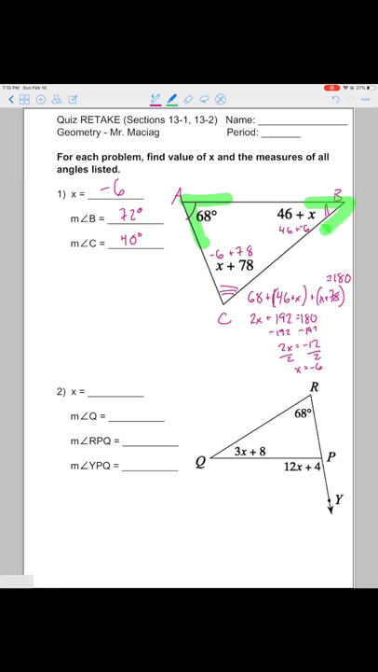68 plus 40, which is 108, plus 72, which is 180. So that's good.